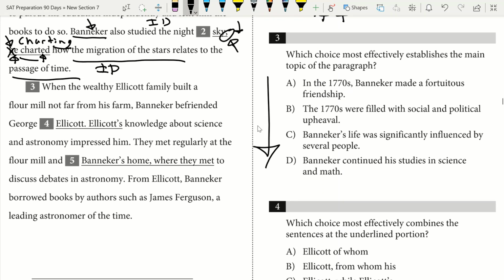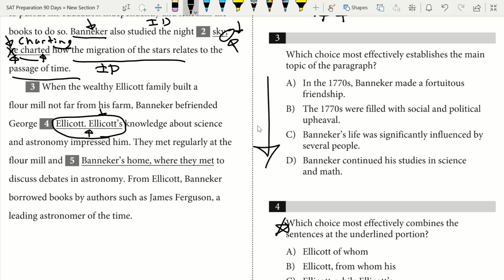All right, when the wealthy Ellicott family built a flour mill not far from his farm, Banneker befriended George Ellicott. Okay, right here, anytime I see two names or two words that end a sentence and then start a sentence with that same thing, I'm going to want to combine them, okay? And that's what 4 says in its question, but I knew that already because that's just how the SAT writing section works, right? If you have something like this, you're looking to combine them, right?